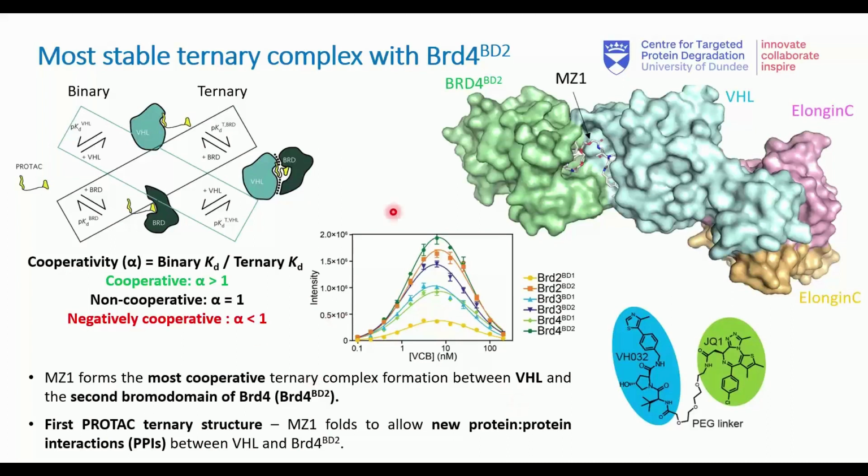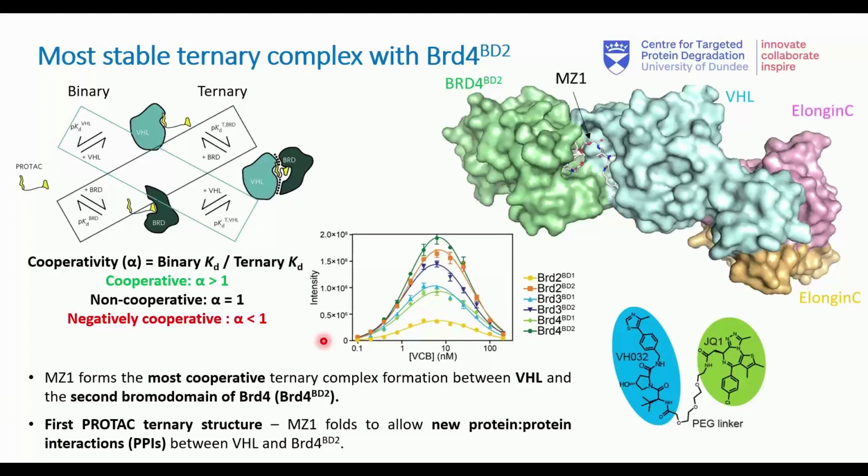And what you can see from this AlphaLISA here, when comparing the ternary complex populations of each bromodomain when bound to PROTAC and VHL, is that it has a preference for the second bromodomain of BRD4, and this shows a huge cooperativity.